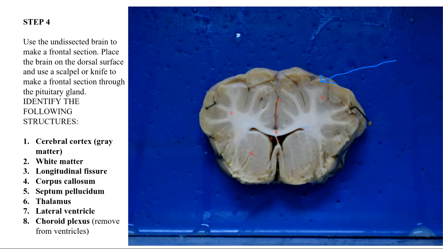The longitudinal fissure, of course, separates the two hemispheres. We talked about that. The corpus callosum, you can see, is a band of white matter that links the two hemispheres. You can see the thalamus, the lateral ventricle, and you would be able to actually remove some choroid plexus from the lateral ventricle, but it's kind of hard to see on this picture.